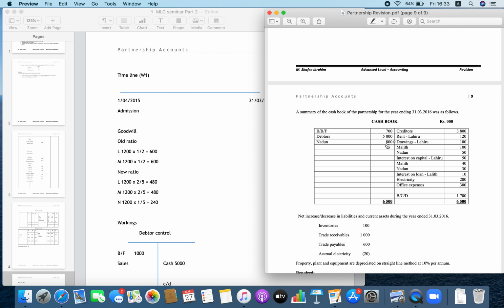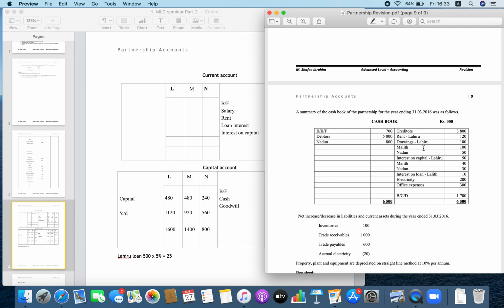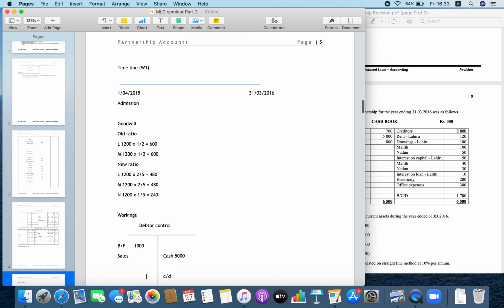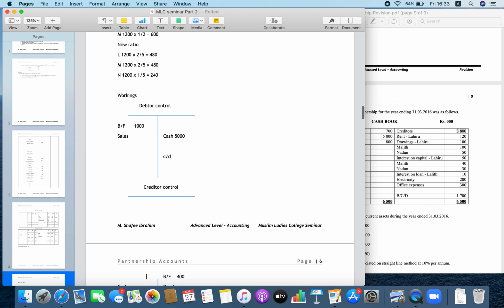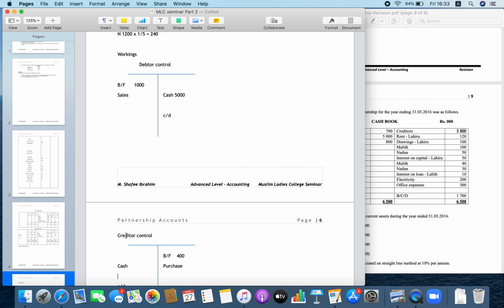Nadun is investing 800. Remember we have already taken care of that over here, this 800 already done. Now guys this one, creditor, it's 3800 on the credit side of your cash book. So therefore please go to your creditors account, and guys please mark cash over here.